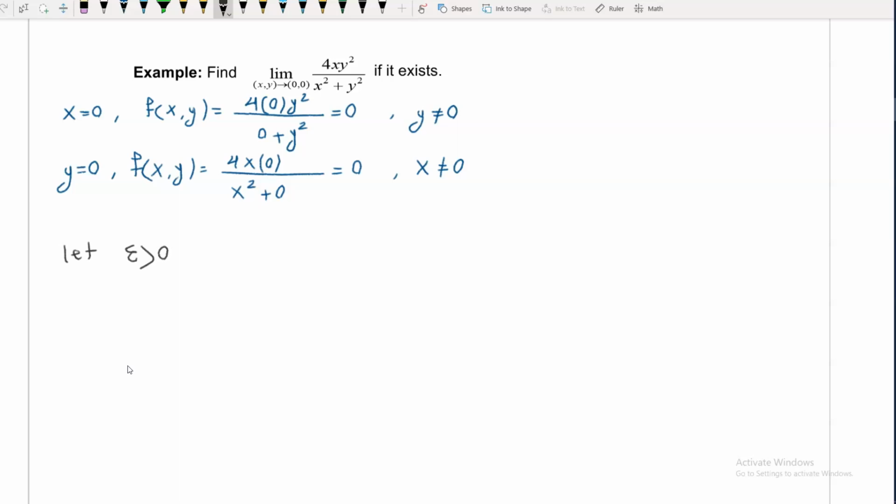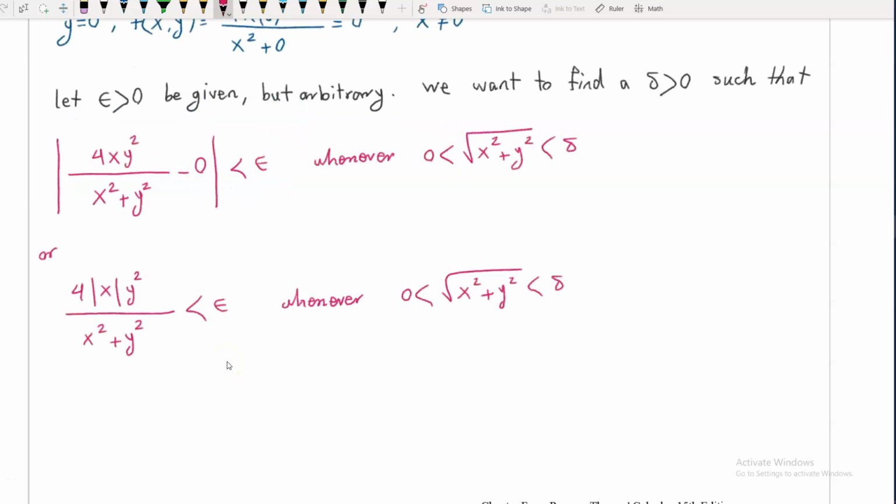epsilon greater than 0. We want to find delta greater than 0 such that the absolute value of 4xy squared divided by x squared plus y squared minus 0 is less than epsilon whenever the square root of x squared plus y squared is between 0 and delta, or 4 times the absolute value of x times y squared divided by x squared plus y squared is less than epsilon whenever the square root of x squared plus y squared is between 0 and delta.